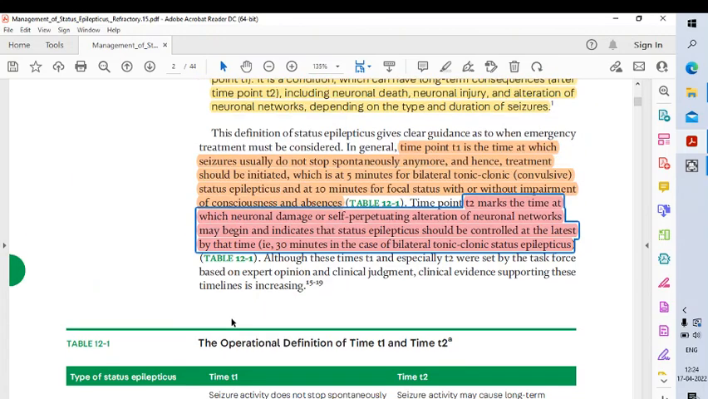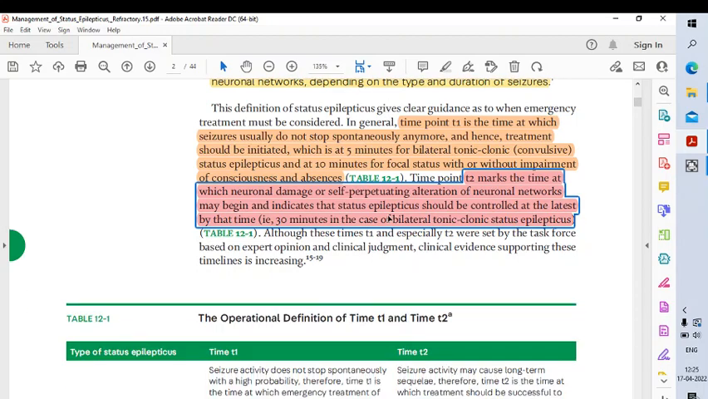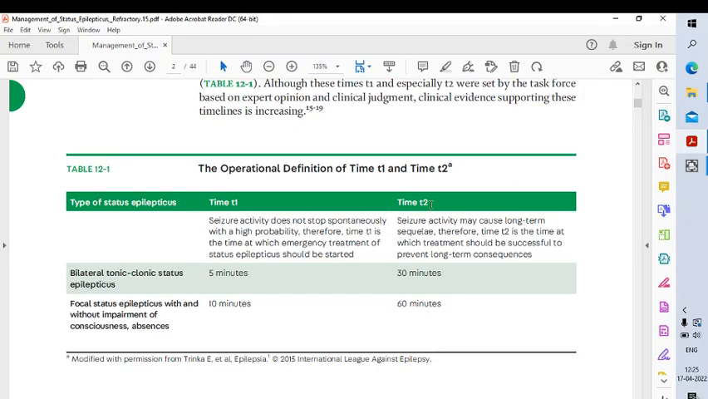Now the second time which is given in the definition is T2. It is a condition which can have prolonged long-term consequences after time point T2, which cause neuronal death, neuronal injury, and alteration of neuronal networks, depending on the type and duration of seizures. So T2 is the time by which, if the seizure is prolonged beyond T2, the seizure activity can cause long-term sequelae. Therefore, it is a time at which treatment should be successful to prevent long-term consequences.